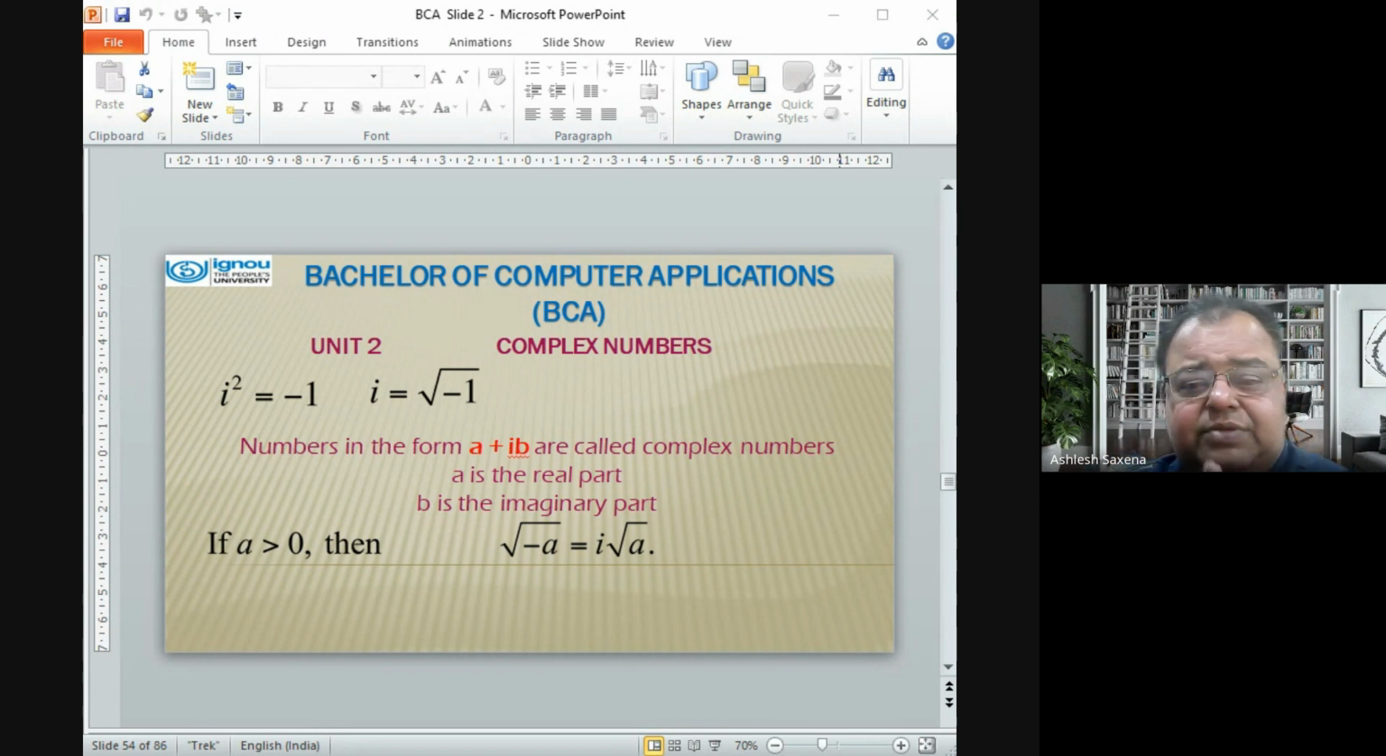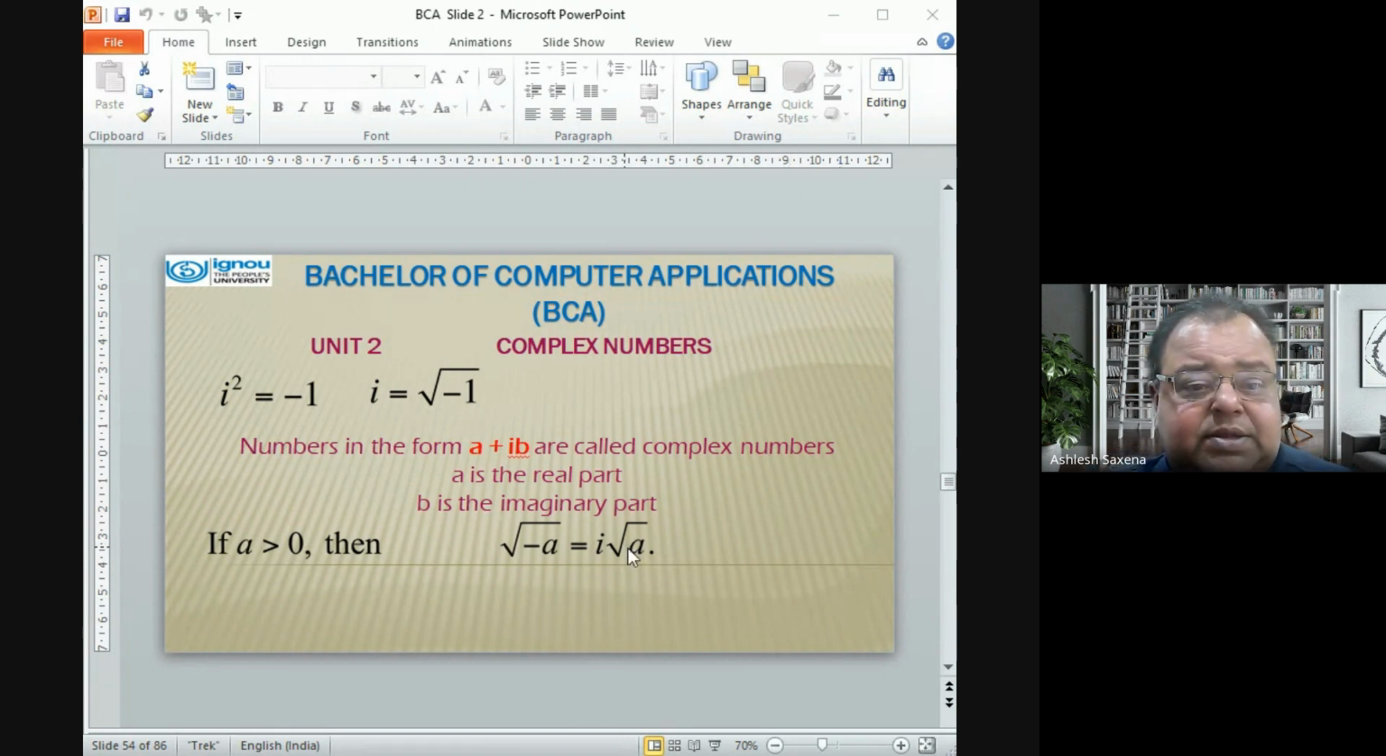Now, a number is written in the form of a plus ib. When a number is written in this form, that means a plus ib, where a is the real part and b is the imaginary part. Why is it the imaginary part? Because it is the coefficient of iota.